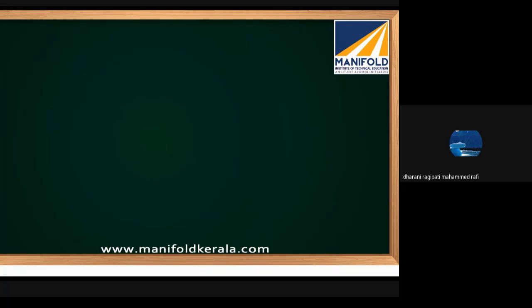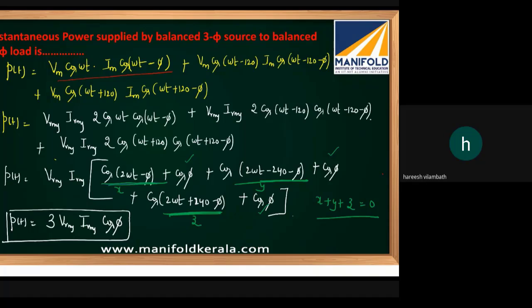Sir, here VRMS is the RMS value of phase voltage, right? Absolutely. Yes. If line voltage is given, then we have to adjust. What is the line voltage magnitude? Root 3 times the phase voltage. So if you replace with line voltage, one root 3 will be taken by that one. So it will become root 3 VL IL cos phi.